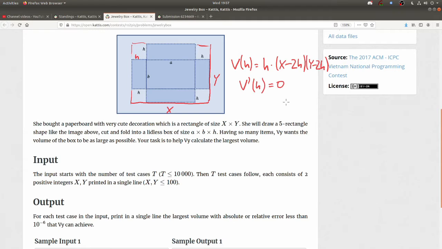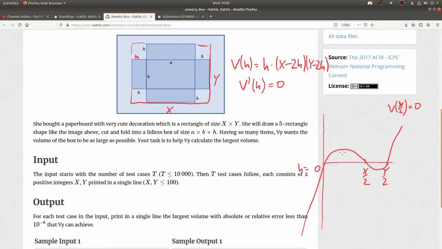Now, the function that is involved here, if you were to plot it, has a root at 0, h is equal to 0, and it also has a root at, let's say, x over 2, because here V of x over 2 is also 0, and another one at y over 2. And so the function, being a cubic function, is probably going to look something like this. And we are interested in this point here, in finding this point.